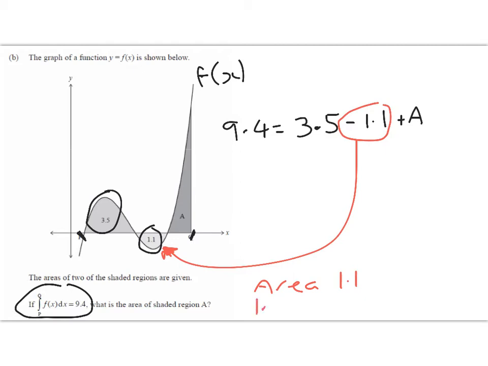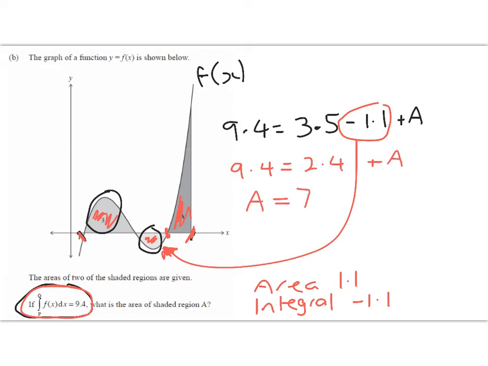But the integral will be negative 1.1. So if we want to look at the integral between here and here, we've got the sum of 3 separate integrals. Area A, this one here, which is just 3.5, and this integral here, which is negative 1.1. So that gives us 9.4 equals 2.4 plus A, so A must be equal to 7.